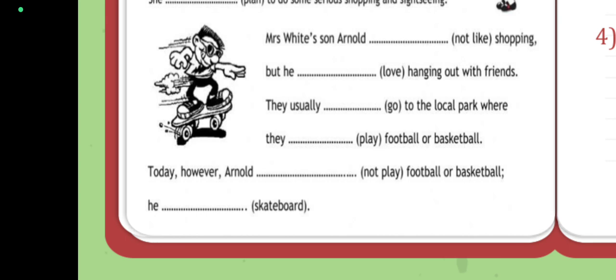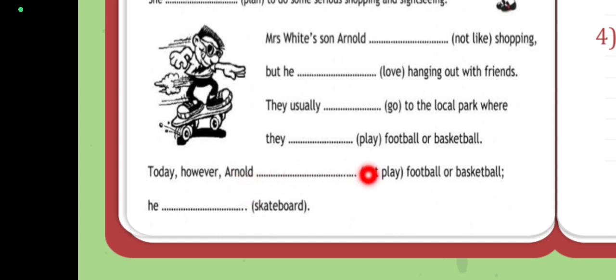Today, however, Arnold is not playing football or basketball. He's skateboarding or skating. Yeah, skateboarding. It's good. And skating is also correct. Really good. Okay, so it is correct.